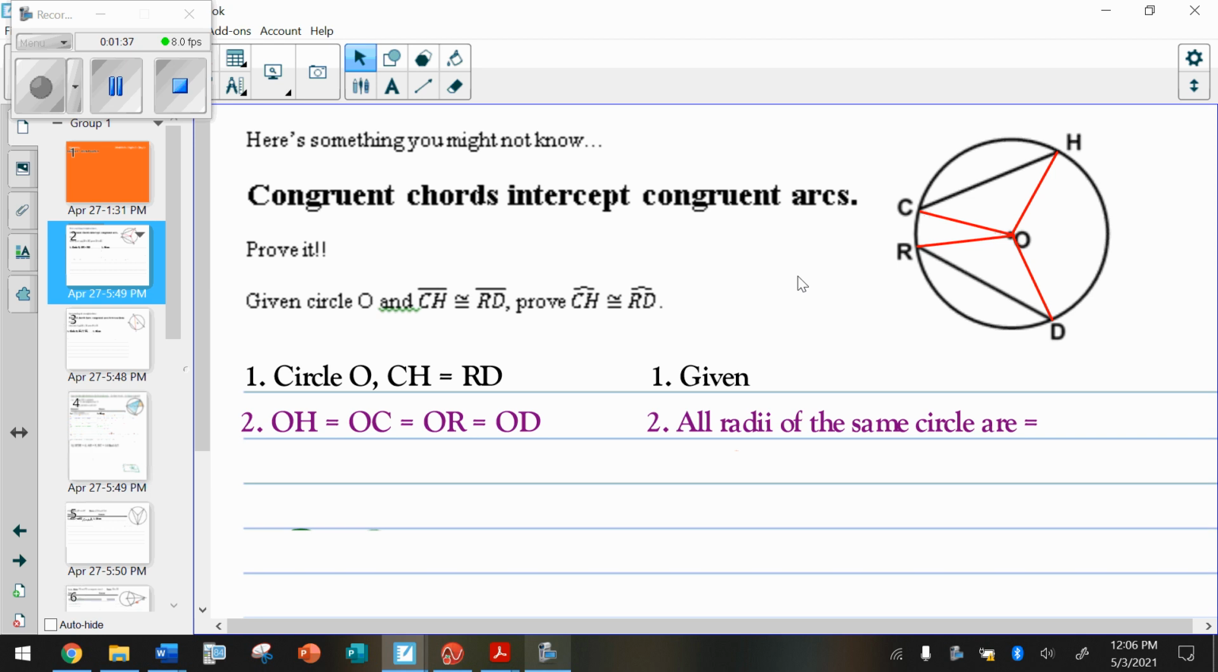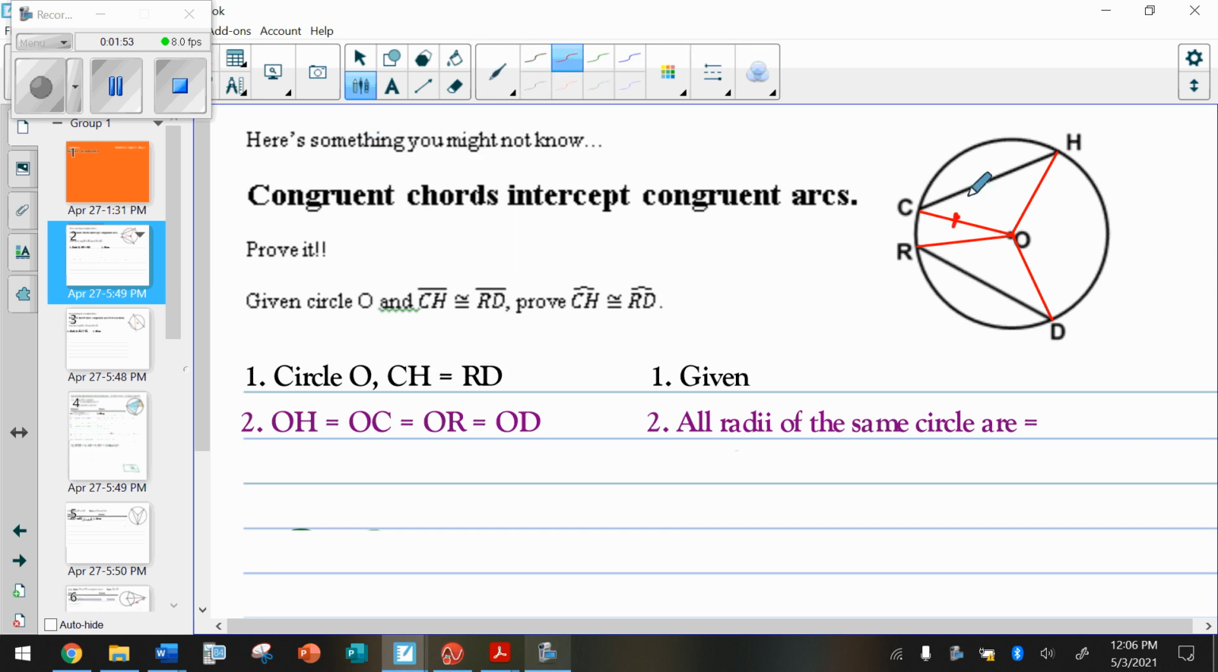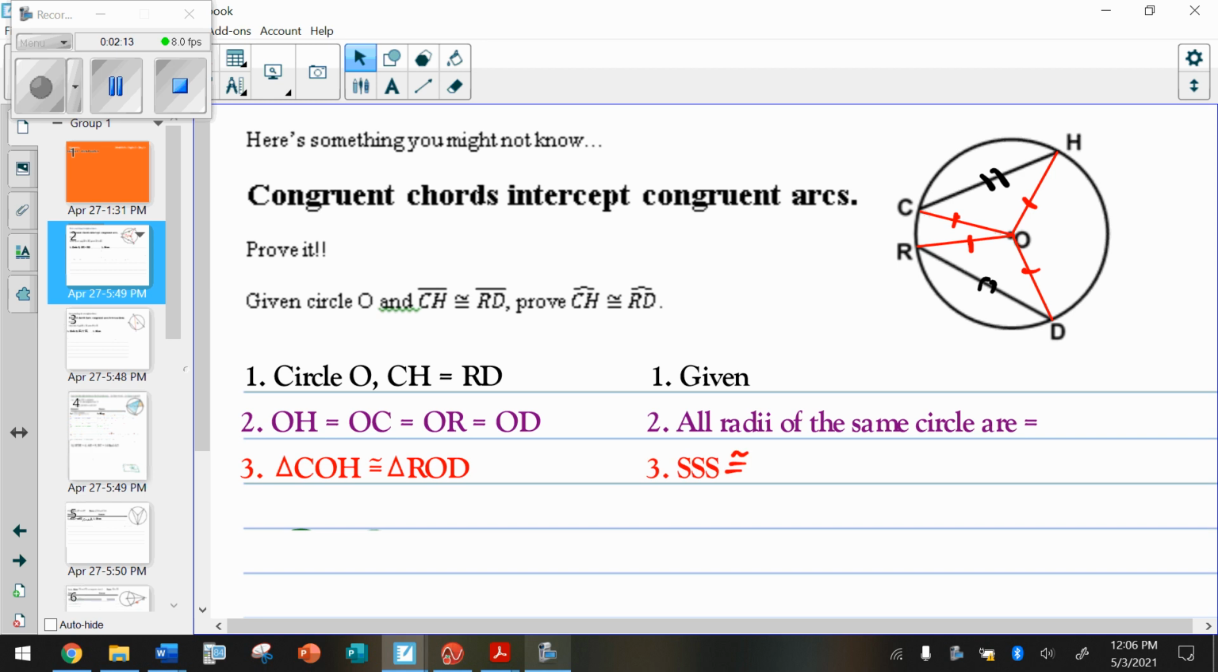So right now we have segments OH, OC, OR, and OD are all equal because they're all radii of the same circle. So maybe I should go ahead and mark those in my diagram. That is equal to that is equal to that is equal to that. Okay, so what else do we know? Well, if we were given in the first place that CH is congruent to RD, maybe we should mark those equal as well.